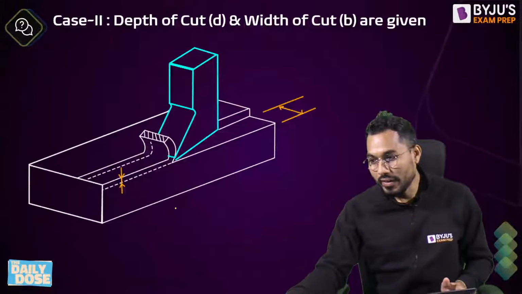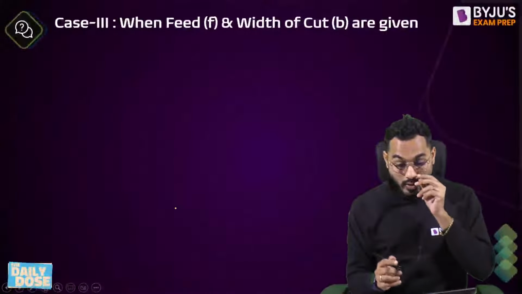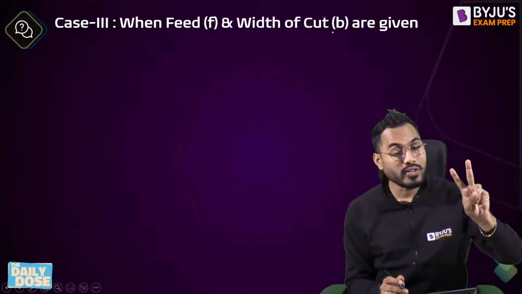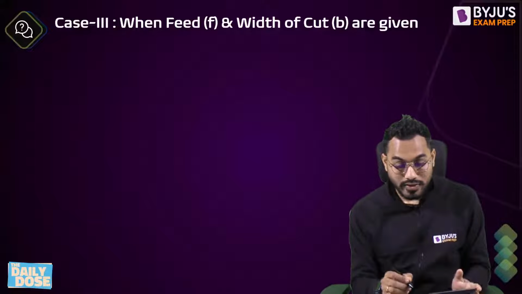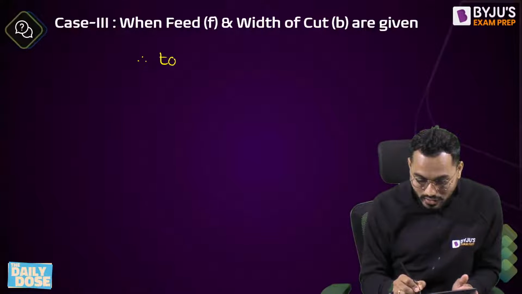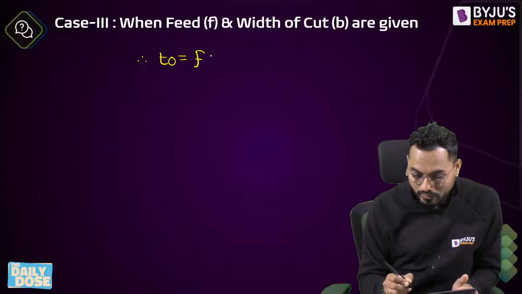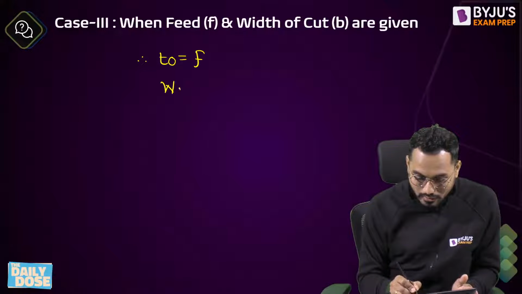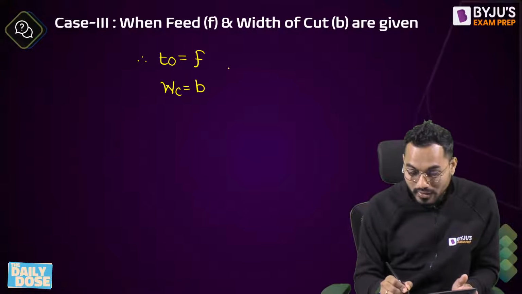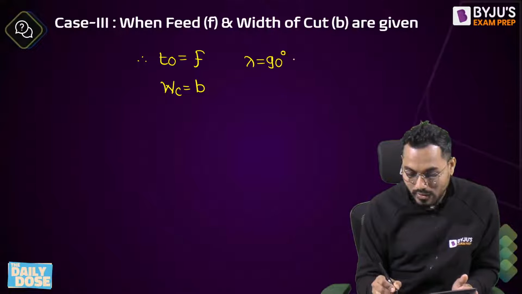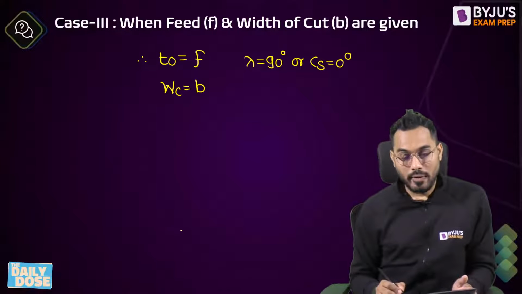Right, fine. Next question. Suppose the feed is given and width of cut is given. Whatever the previous two cases we have discussed, this is the combination of these two cases. If the feed is given, can I say that the uncut chip thickness t naught will become exactly equal to feed, and width of the chip will become exactly equal to width of the cut b, but this only happens when lambda is equal to 90 degrees, or Cs is exactly equal to 0 degrees. Only for this case it has happened.